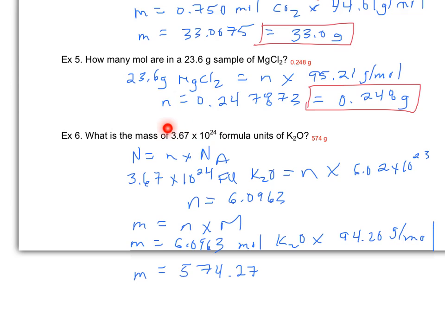But here's the original number in the question. It's got 3 sigdigs. I use 3 sigdigs for my Avogadro's number, and I use 4 sigdigs for my molar mass. That means I can only include 3 sigdigs in my final answer. So I'm going to round this to 574 grams.